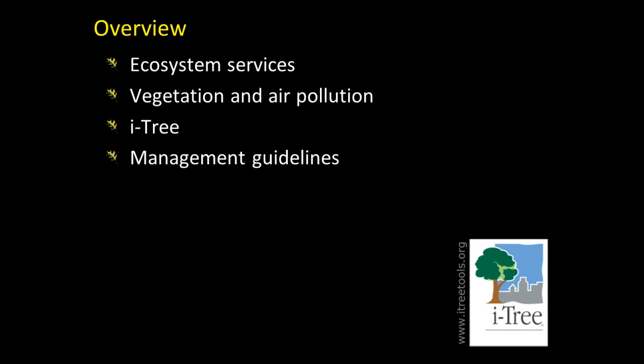So there are four topics I'd like to cover this morning with you. First, we're going to talk about ecosystem services in general provided by vegetation in cities. Second, we'll go more in depth to how trees and other vegetation affect air quality within cities. Then I'm going to talk about a free tool that's been developed, that's been used internationally to assess ecosystem services, called iTree. And the last slide is a little bit on management guidelines. What can we do to help improve air quality in cities with trees?